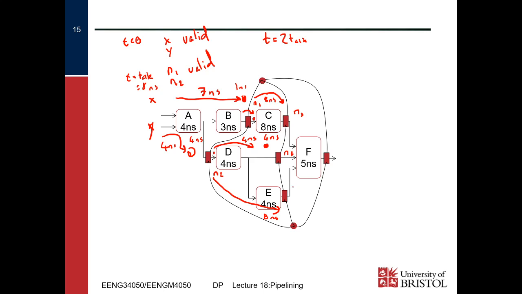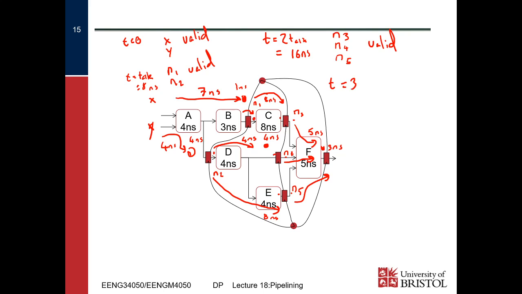N3, N4, and N5 all become valid because the data is copied from the input of these registers to their outputs. Right? T equals 2 TCLK, which is 16 nanoseconds. Then from each of these registers, it takes 5 nanoseconds to get through here. Then they sit around at the input of this register for 3 nanoseconds.